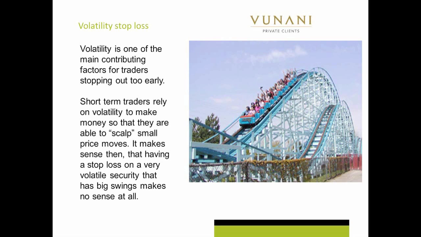Short-term traders rely on volatility to make money so that they're able to scalp small price moves. It makes sense then that having a stop loss on a very volatile security that has big swings makes no sense at all. So you need to have guts and you need to identify the volatile stocks. And I've got a little thing that I want to show you now just to help you out on how to identify volatile stocks. If you guys have got a charting package or software, it's a very nice indicator to add to your technical analysis.